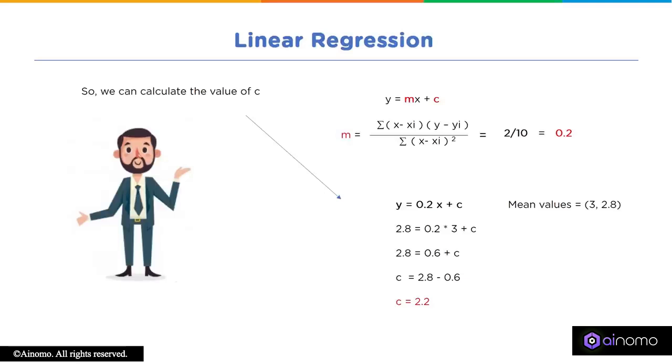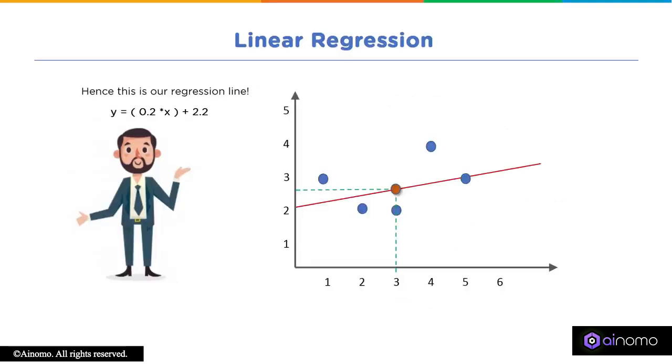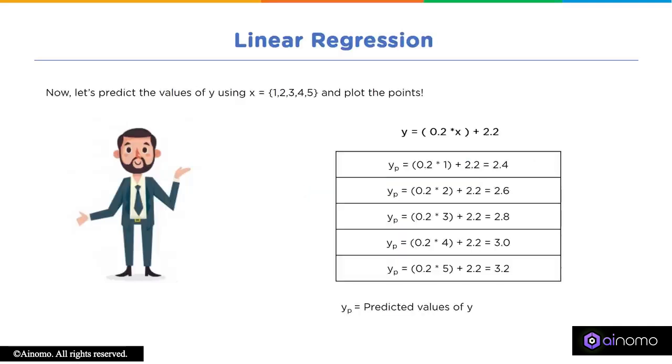So we plug that in, we get 2.8 equals 0.2 times 3 plus c, and you can just solve for c. So now we know that our coefficient equals 2.2. And once we have all that, we can go ahead and plot our regression line. Y equals 0.2 times x plus 2.2. And then from this equation, we can compute new values.